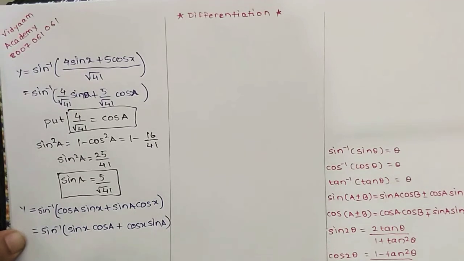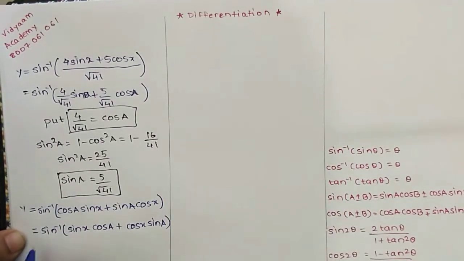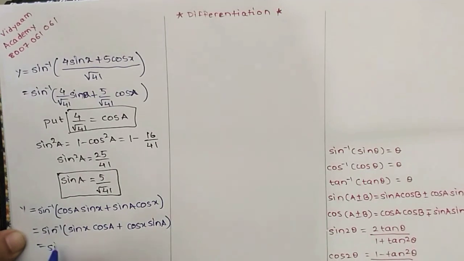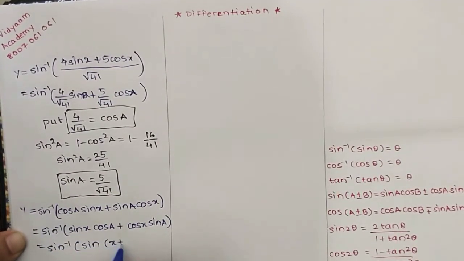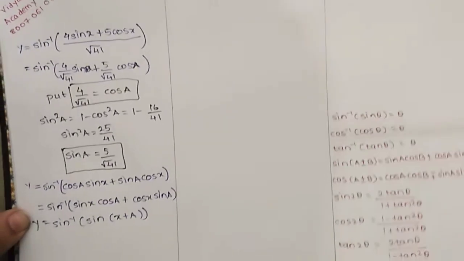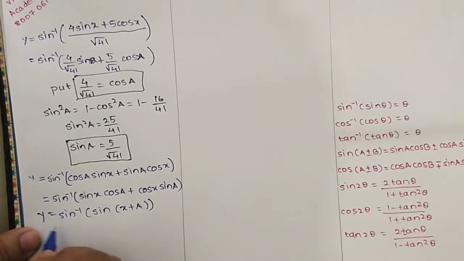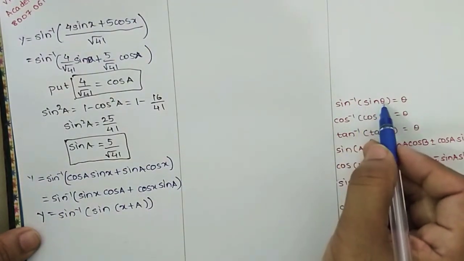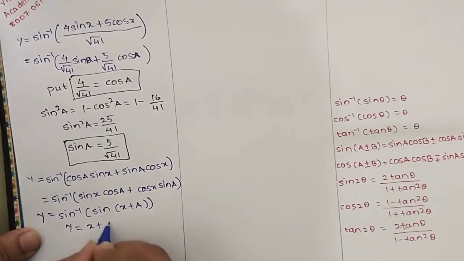So this formula, if you compare it with the formula of compound angle sine of a plus b, I get my answer as sine inverse of sine of x plus a, and that would be clearly equal to y. So as we all know that for sine inverse and sine terms, we get our answer as the direct theta. In this case we'll be getting our answer as x plus a.